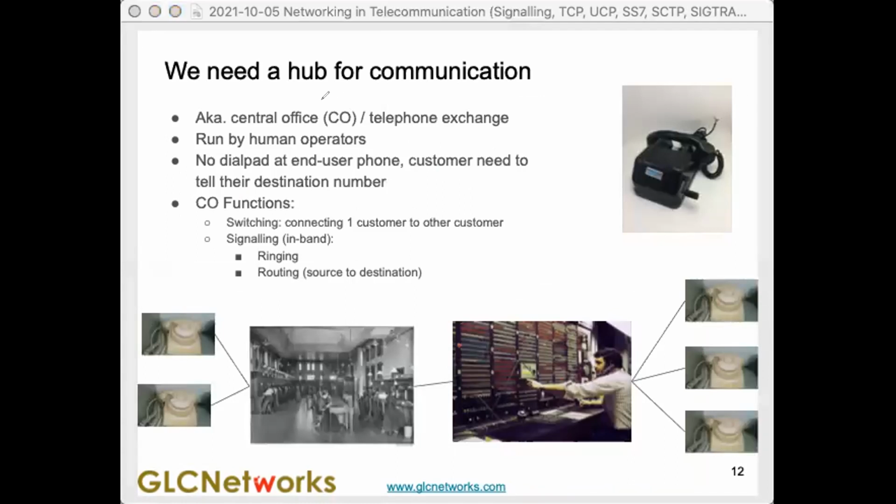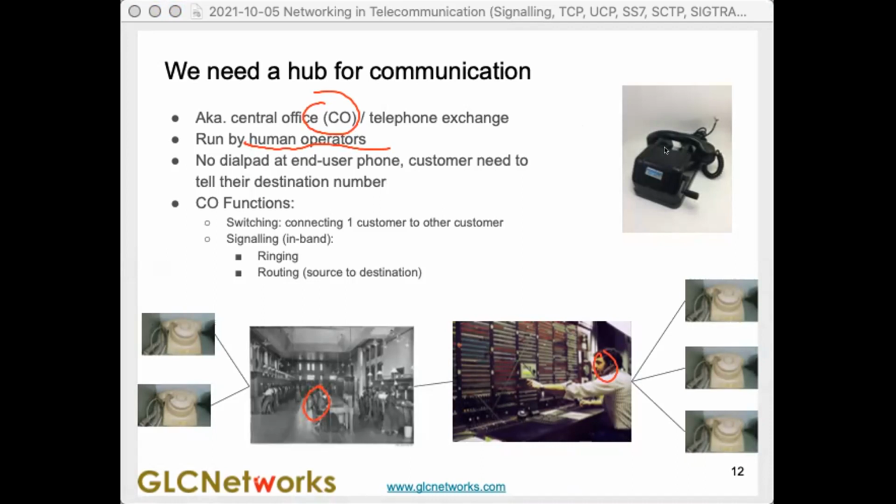So this is how the central office looks like. And it was really run by human operators. So if you have heard about telco operators, in the beginning they were really human operators, like this one here, like this one over here. They are really human.